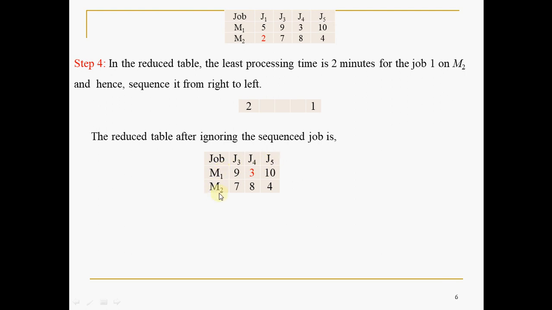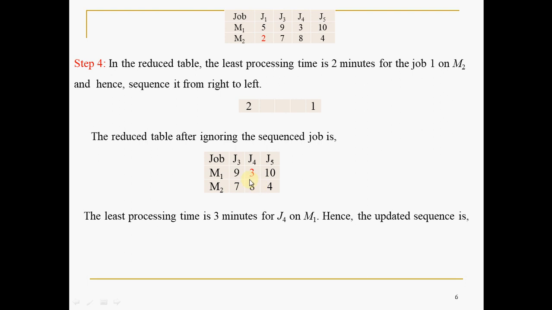Now in the remaining or reduced table, 3 minutes is the least processing time, that is for job 4. But on which machine? M1. So when the least processing time is on M1, you have to sequence that from left to right. Left to right means in the available blank spaces.